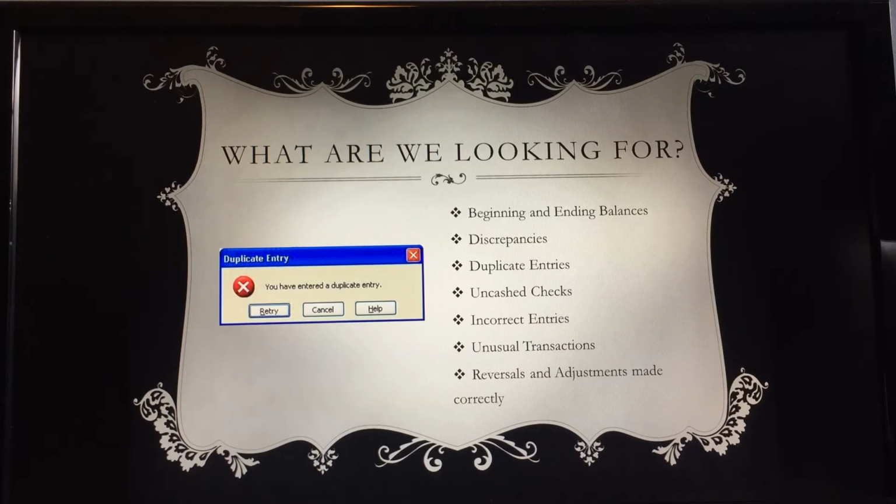You're also looking for unusual transactions that are happening within the account. It's a way to catch whether somebody's stealing money from you, an employee, or if somebody's laundering money. And we are also checking that reversals and adjustments have been made correctly and properly in QuickBooks.